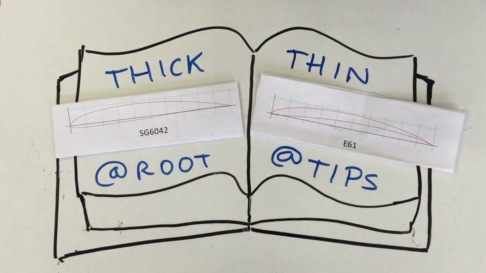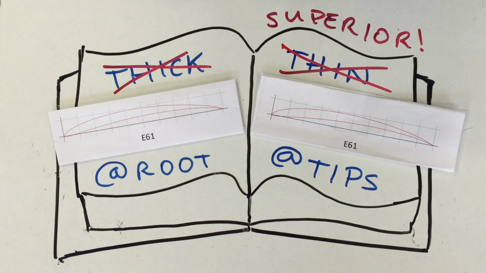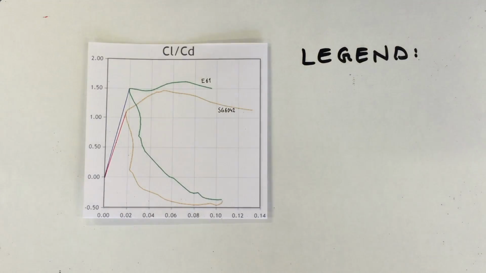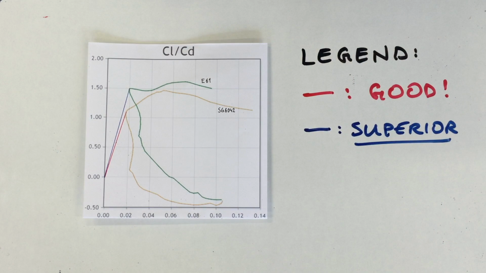The final change would be the sole use of the E61 profile, as the SG6042 was not needed for structural integrity. Apart from another reduction in mass, this change would hopefully result in a higher power generation due to the superior aerodynamic performance of the E61 profile, as seen on the CL/CD plots.